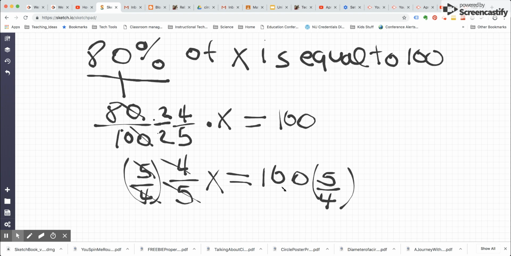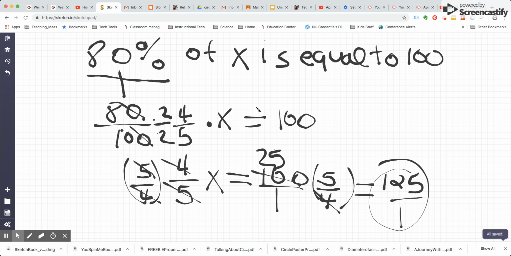Now I'm multiplying 5 over 4 to 100. 4 can be reduced into 100. How many times? Think of quarters. I can get 4 quarters into 100. So that means 4 goes into 100 25 times. Now I just multiply across. 5 groups of 25 is 125 over 1.